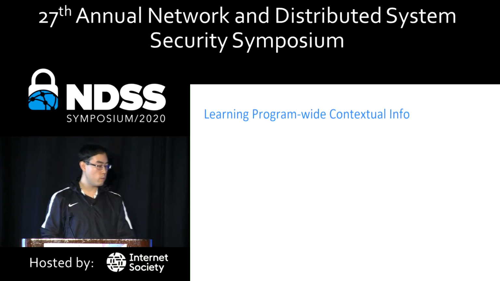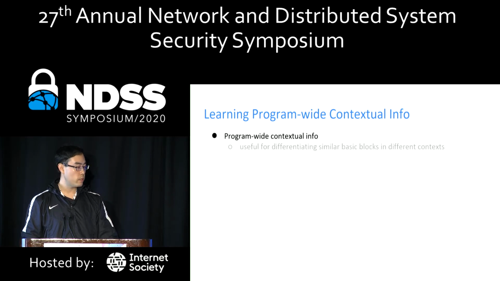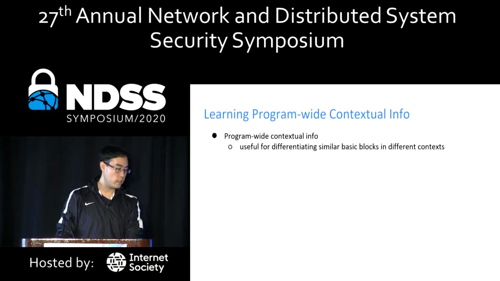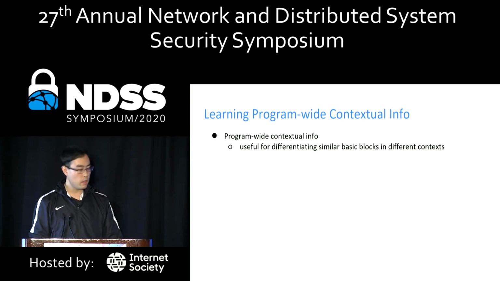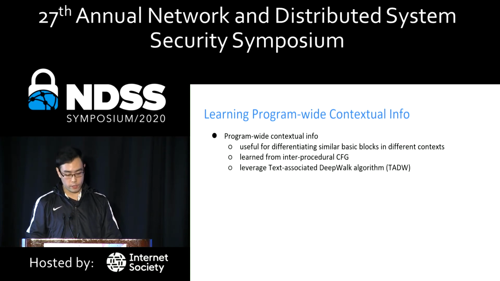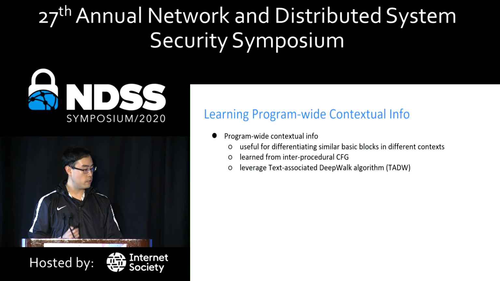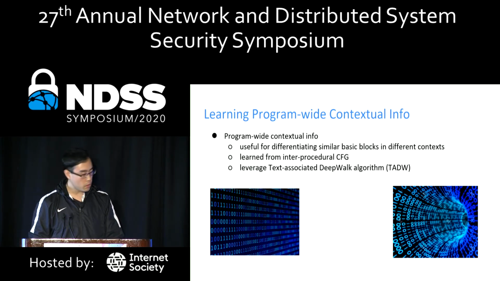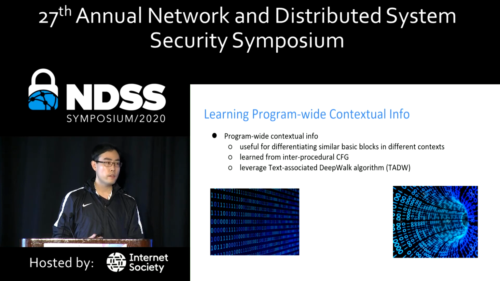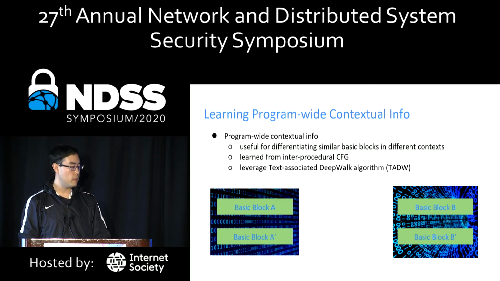And then we want to learn the program-wide contextual information. This contextual information is very useful for differentiating similar basic blocks in different contexts. We learn this information from the interprocedural control flow graph, leveraging a so-called text-associated DeepWalk algorithm. I'll show you later, but consider this case. We have two input binaries, and within them we have basic block A, basic block A prime, B and B prime.